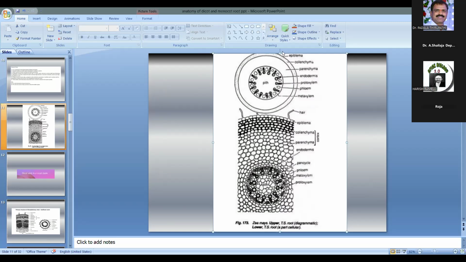Coming to the cortex, it is well developed and usually made up of several layers of parenchyma cells. The cells are mostly isodiametric in shape and have large intercellular spaces. These help in gaseous exchange. Okay, this is about the cortex of the monocot root. A few layers of cortex immediately beneath the epidermis undergo suberization and give rise to the exodermis. We have already discussed that in the dicot root anatomy. Sometimes the epidermis degenerates, and the outermost layer of the cortex develops thickenings and acts as the exodermis.